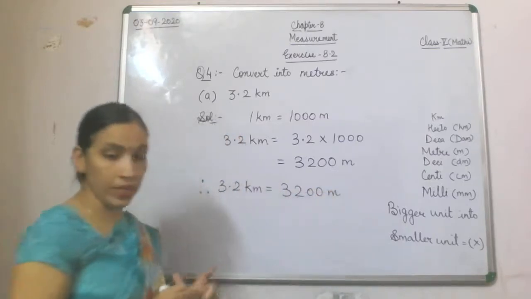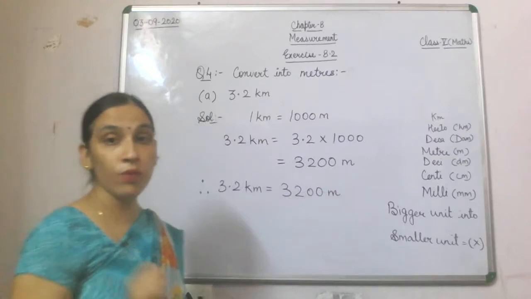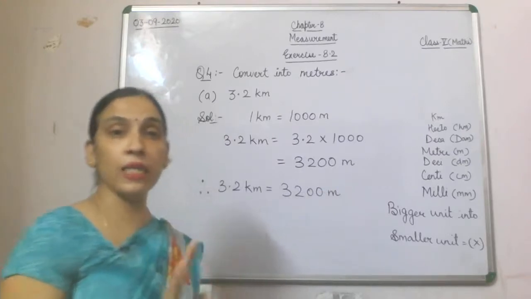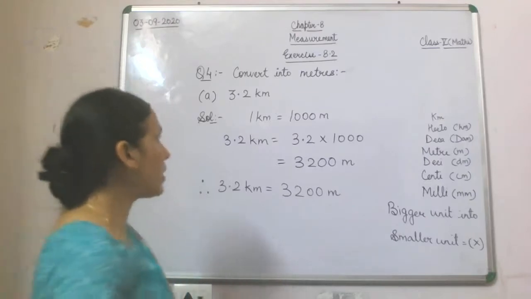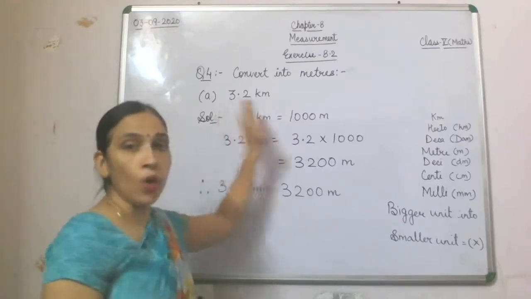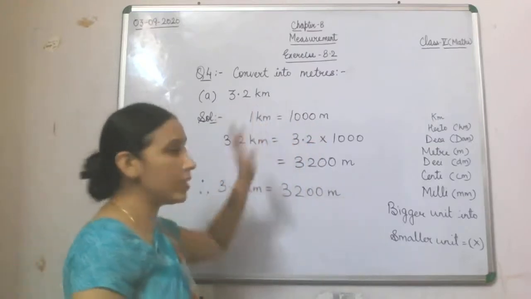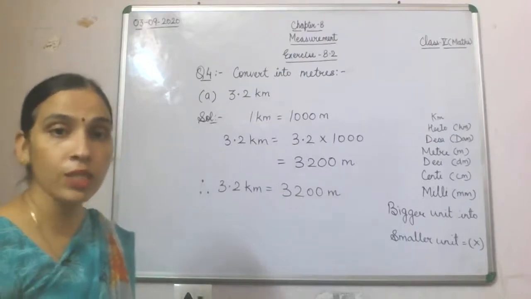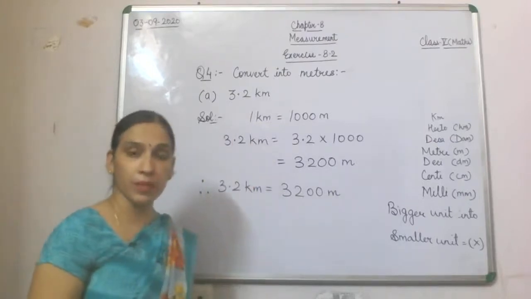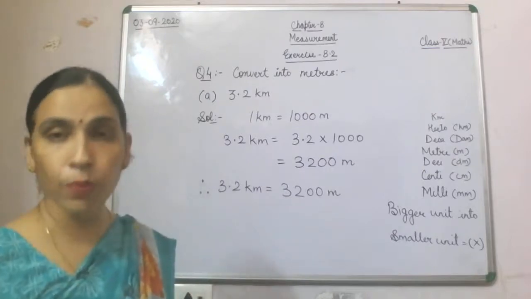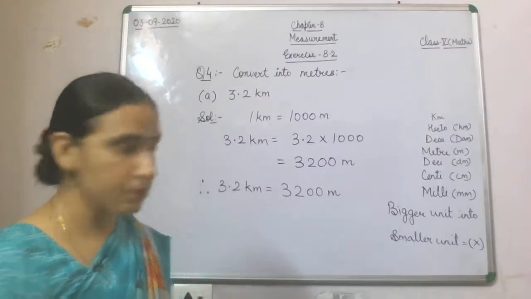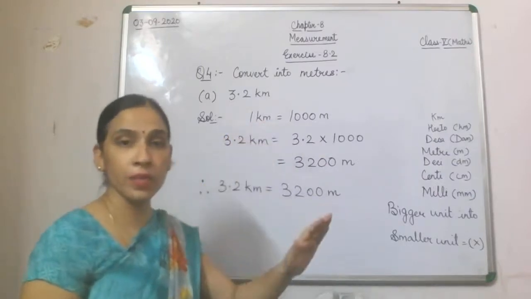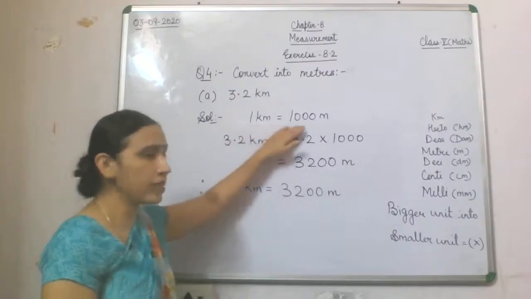See what we have done here. See this question carefully because the rest of the parts also have kilometer and are related to this question only. Now what is here? A part of question 4, that is convert into meters. The question is given in kilometer. Now kilometer you are supposed to change into meter. So now what will we do? In 1 kilometer we have 1000 meter.